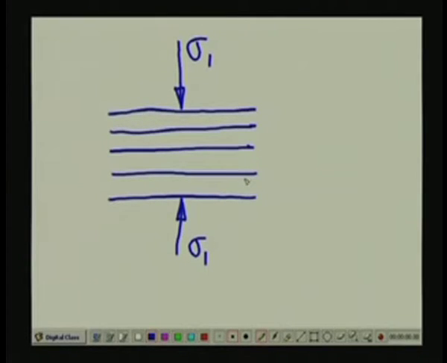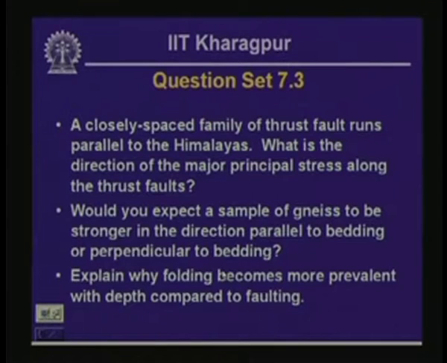the grain contacts are going to predominantly develop, or more contacts are going to develop, in the direction of the major principal stress. So it is going to behave in a much stronger manner in the direction of the major principal stress. That gives the answer. This particular specimen of rock is thus going to behave in a much stronger manner if you consider the strength perpendicular to the bedding direction as opposed to the direction parallel to the bedding planes.